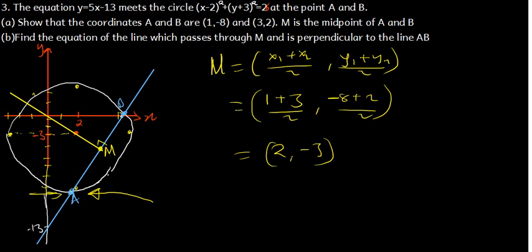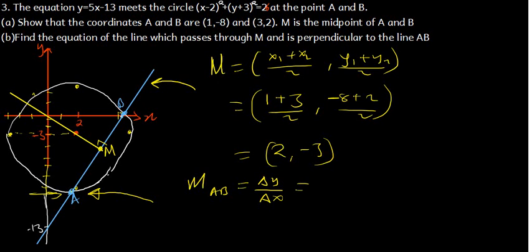Now we need to find the gradient of this M. Since this line is passing through M, well, first thing we need to find the gradient of this line AB. So we'll go on and say gradient of AB is given by change in y over change in x.